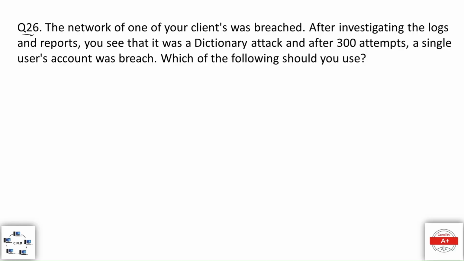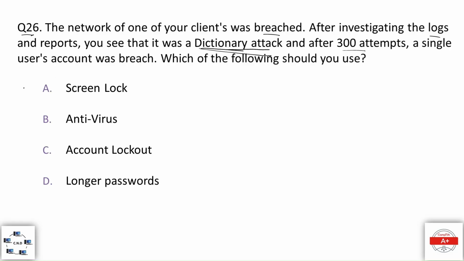Question number 26. The network of one of your clients was breached. After investigating the logs and reports, you see that it was a dictionary attack, and after 300 attempts, a single user's account was breached. Which of the following should you use? We are talking about countering a dictionary attack. So, what is a dictionary attack? We will see in a while. And the options are option A, screen lock, option B, antivirus, option C, account lockout, and option D, longer passwords.